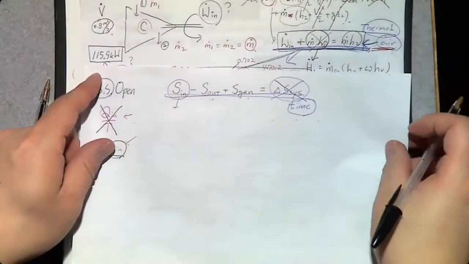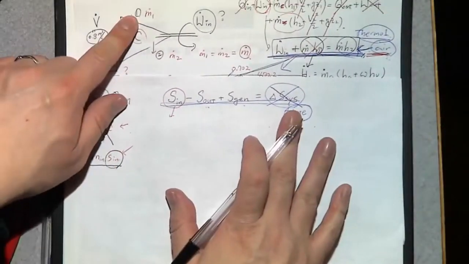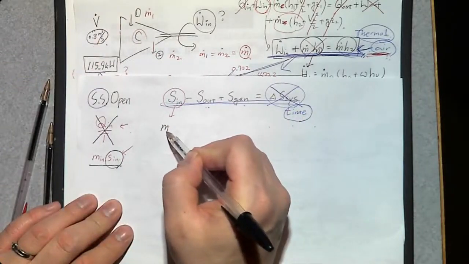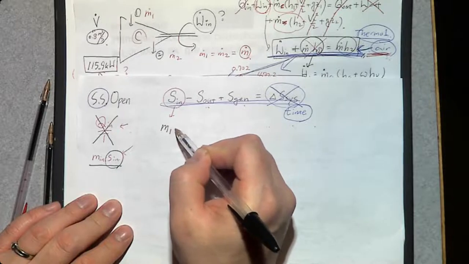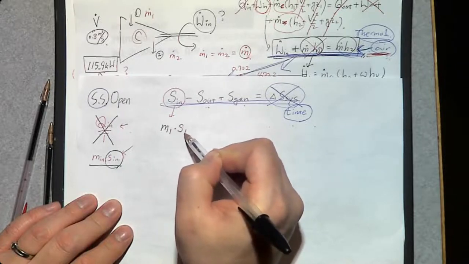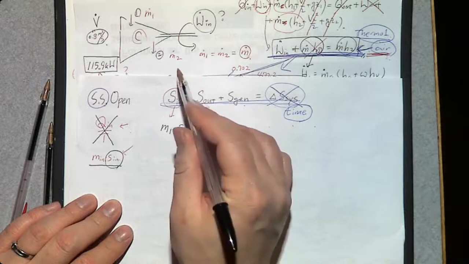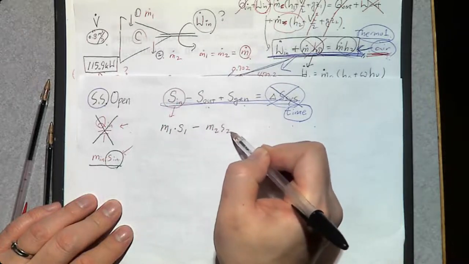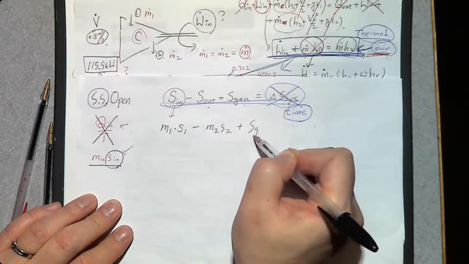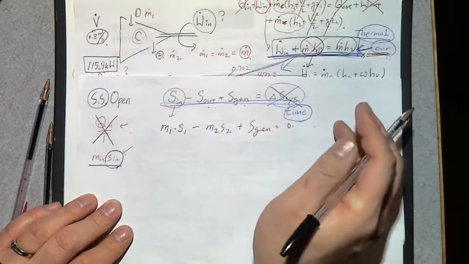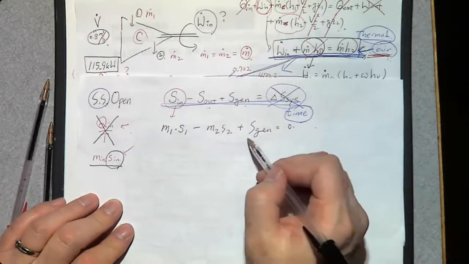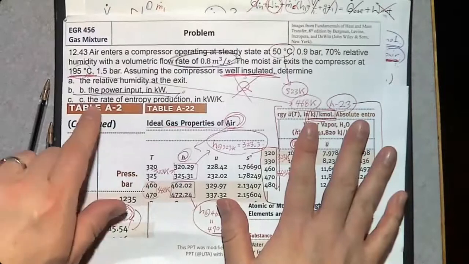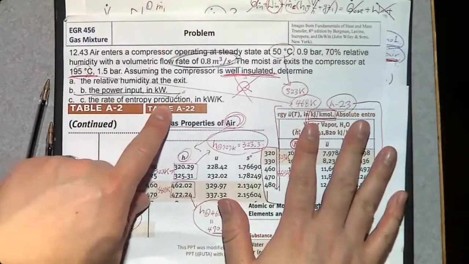So here is the schematic of our system. We have an inlet number 1. So there is an entropy transfer at the inlet number 1, M1 times S1 minus exit number 2, M2 S2, plus Sgen is going to be 0. By the way, Sgen is entropy generation. We want to determine the rate of entropy generation.